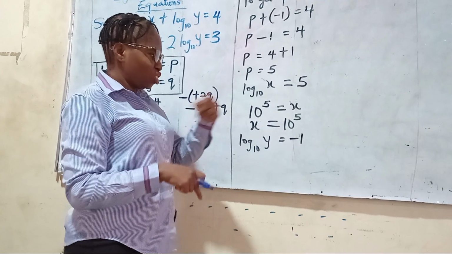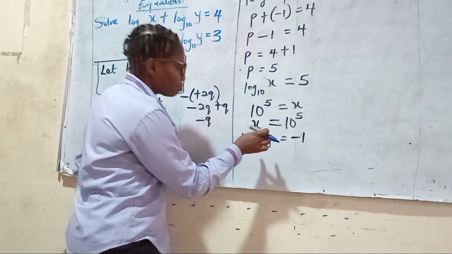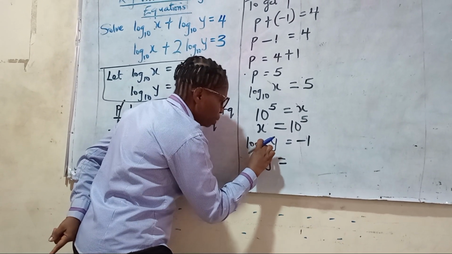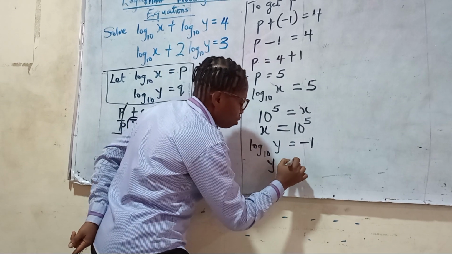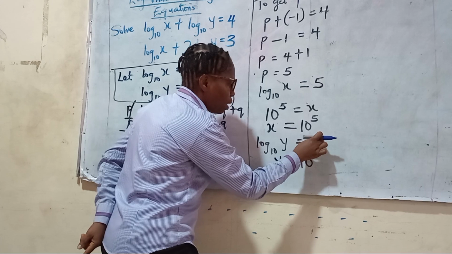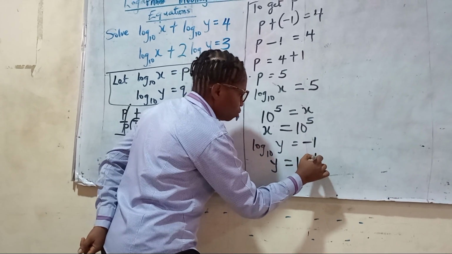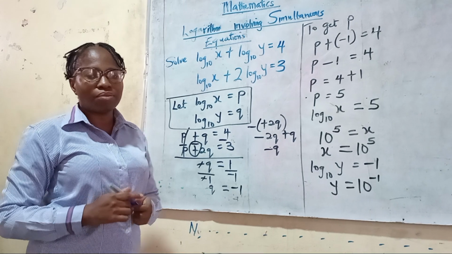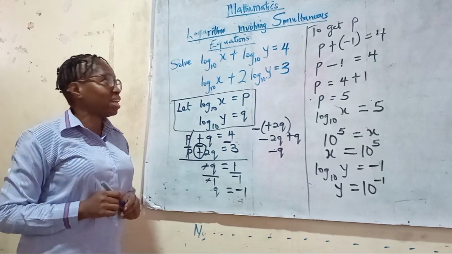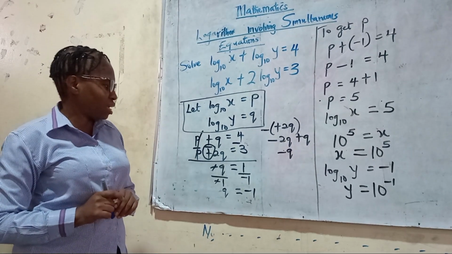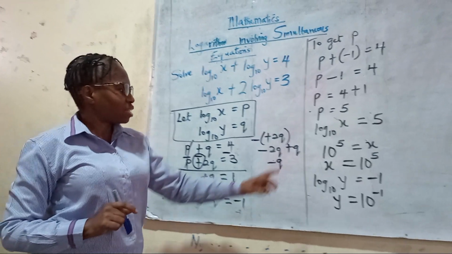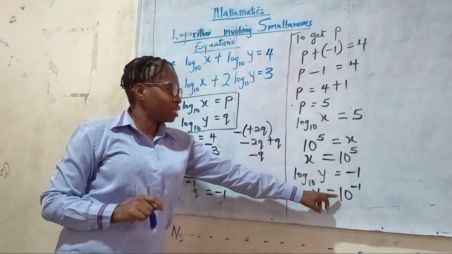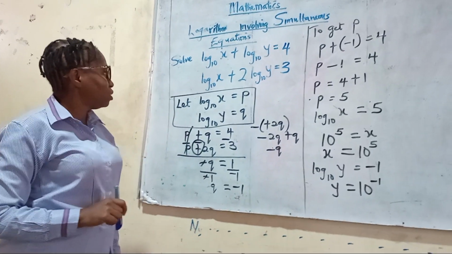And when you are changing it to index form, y equals to this base will also be the base in index form, 7. Then this will be the power, raised to power minus 1. To get x we got 10 raised to power 5, and to get y we got 10 raised to power minus 1.